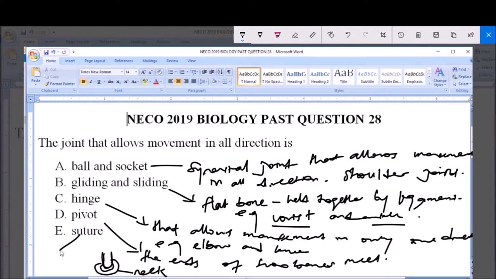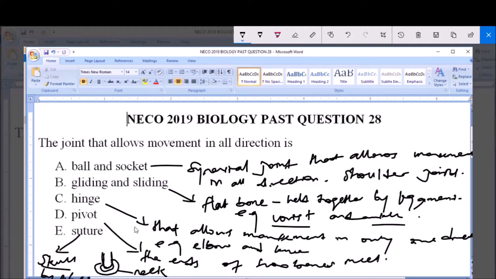Now option E says suture. Now this suture joint is only found in the skull. The joint in the skull is the suture joint, whereby the bones of the skull are actually attached together by fibers. They are attached by fibers, so they form the suture joints.